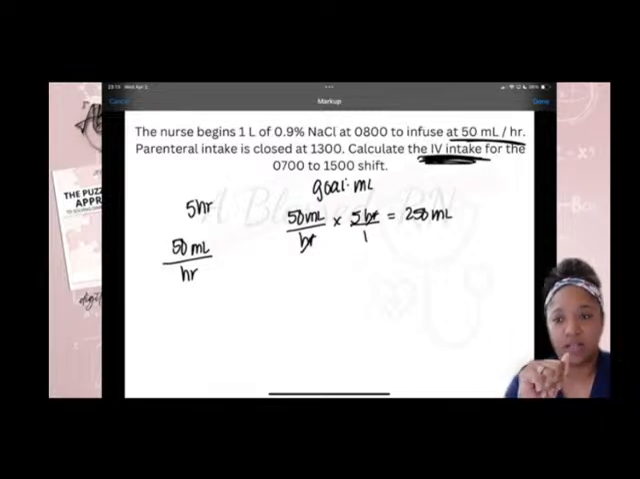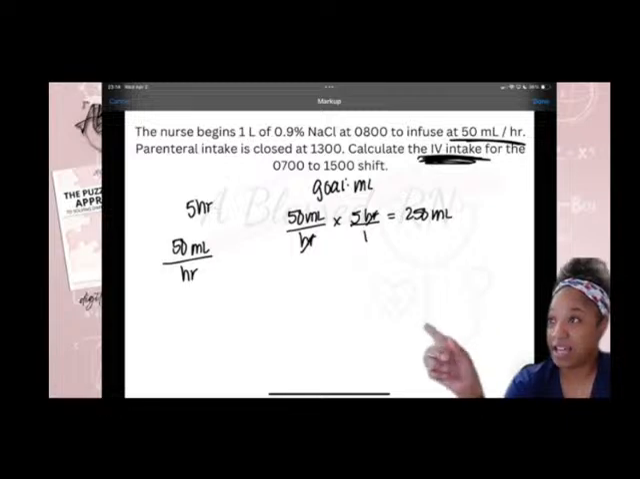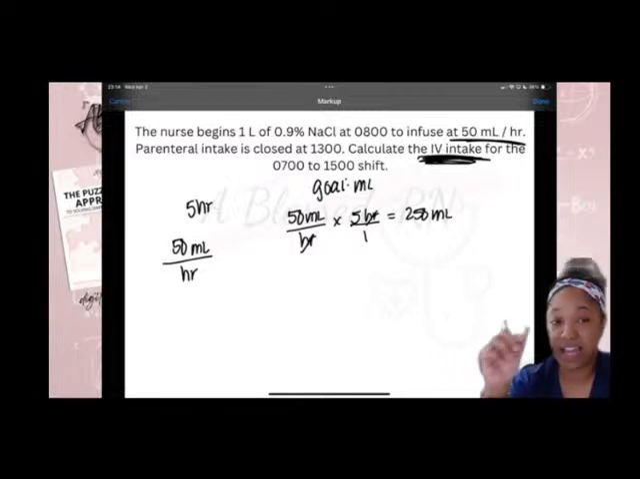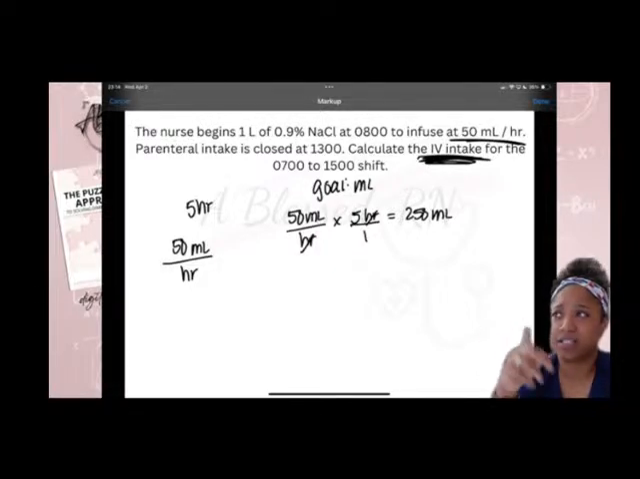That's your time. So between this hours and that 7 to 3 shift, they said that they closed off enteral intake at 1 o'clock. So that's when it stops. You have to pay attention to the details. Some of that stuff is fluff, like that 1 liter. That's real fluff. 0700 to 1500 shift, that's fluff too. That's just telling you it's from 7 to 3. But if they told you you start at this time, you end at that time, that is the time.